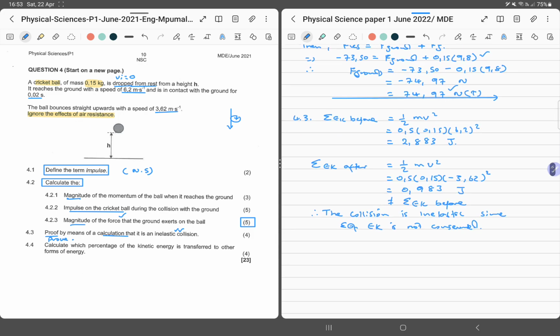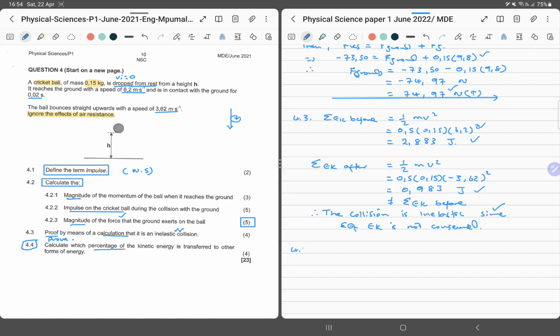Sorry for the writing, folks. I am a bit agitated now because this thing is taking forever. So either way, you're getting a mark for that calculation, and here you're getting a mark for that answer and for your final conclusion, basically. Nice. Calculate the percentage of the kinetic energy that is transferred to other forms. So this is a nice question. You don't get it that often.